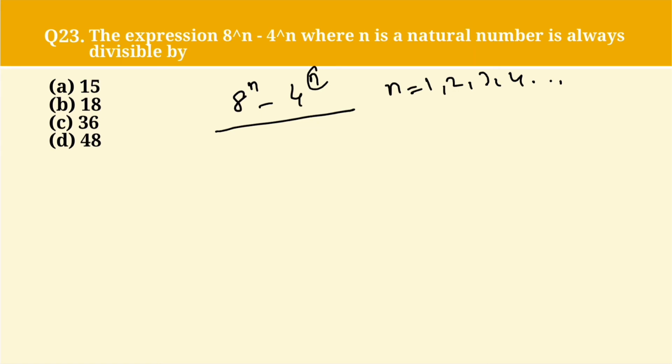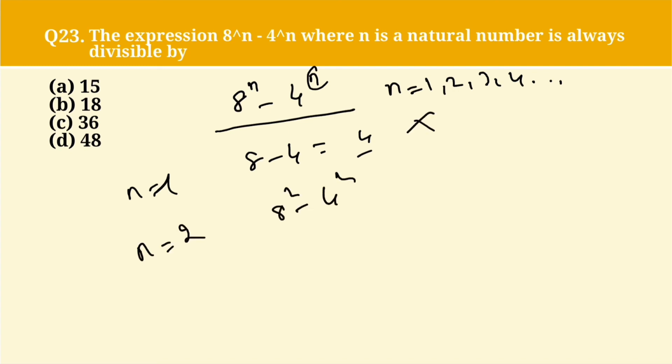When n is equal to 1, 8 minus 4. So here 4 is divisible by either 2 or 4, and that option is not here. So remove this. Substitute n is equal to 2 here. So 8 square minus 4 square. It is 64 minus 16, which is equal to 48.